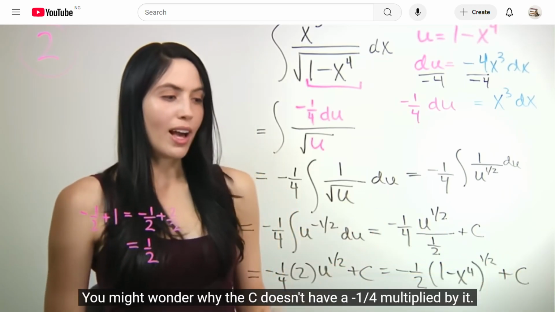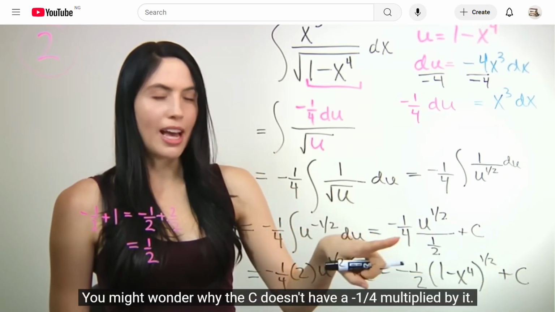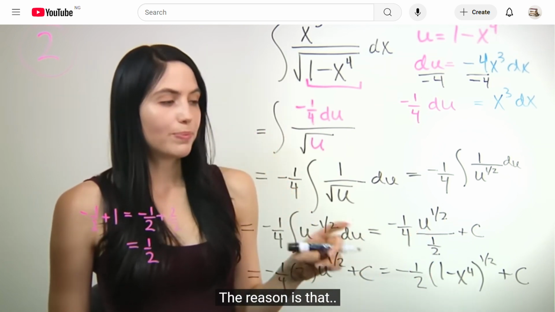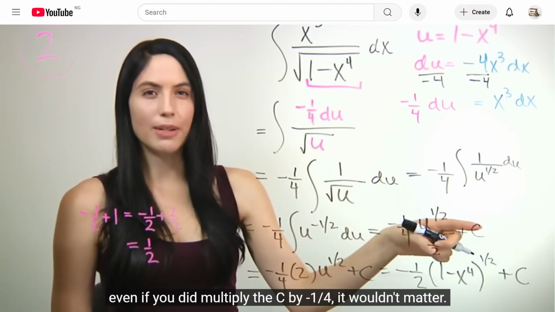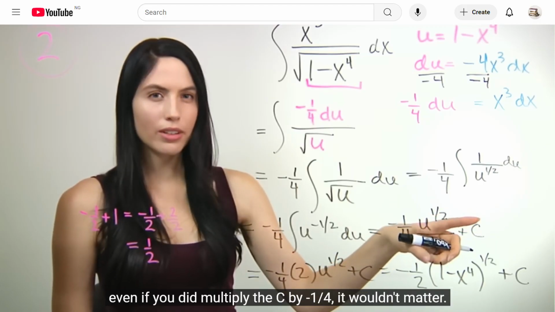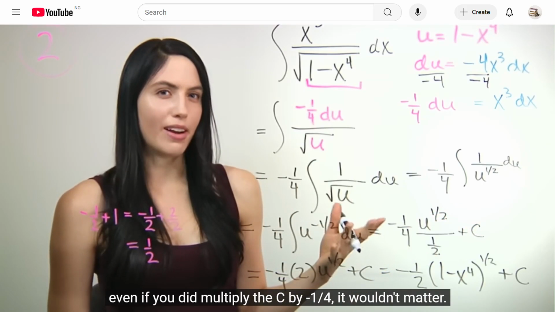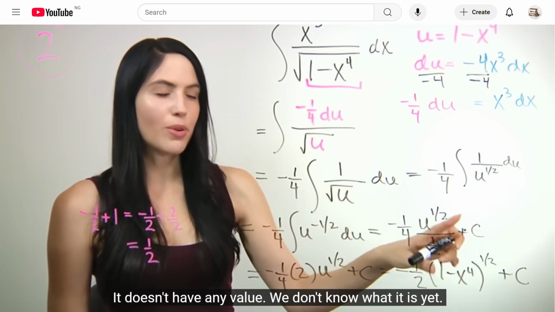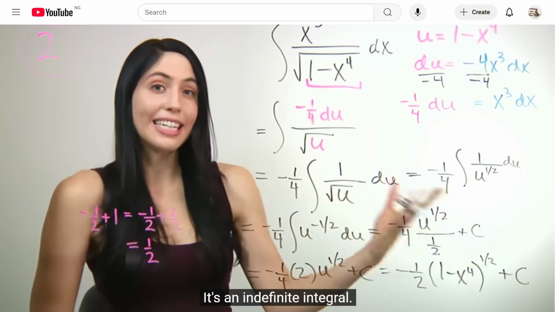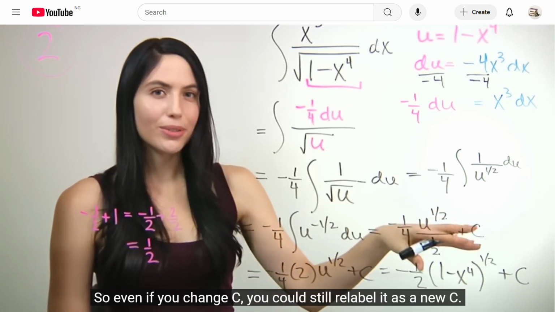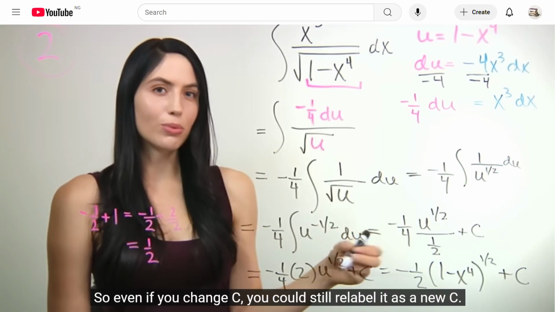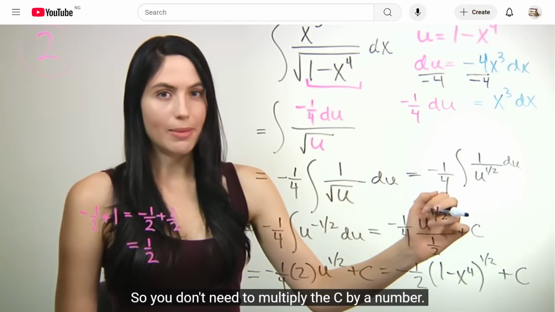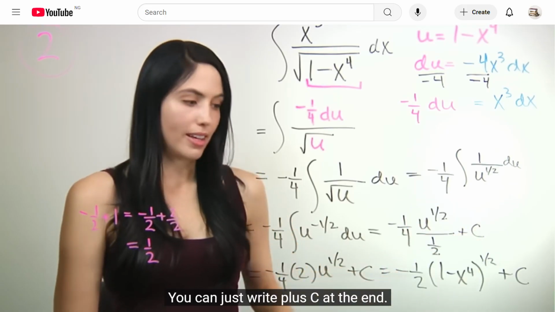You might wonder why the c doesn't have a negative 1/4 multiplied by it. The reason is that even if you did multiply the c by negative 1/4, it wouldn't matter because c right now doesn't have any meaning. It doesn't have any value. We don't know what it is yet. It's an indefinite integral. So even if you change c, you could still relabel it as a new c. So you don't need to multiply the c by a number. You can just write plus c at the end.